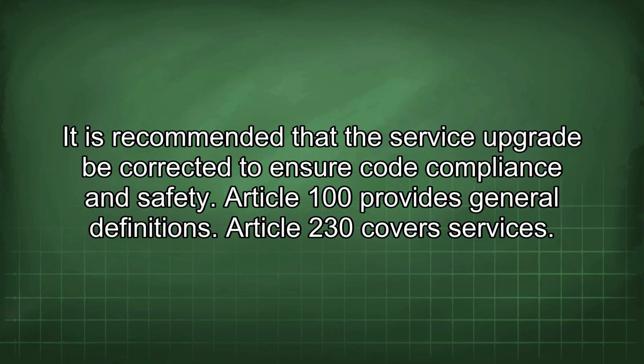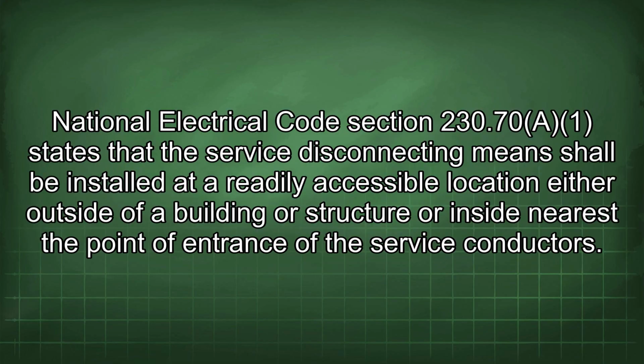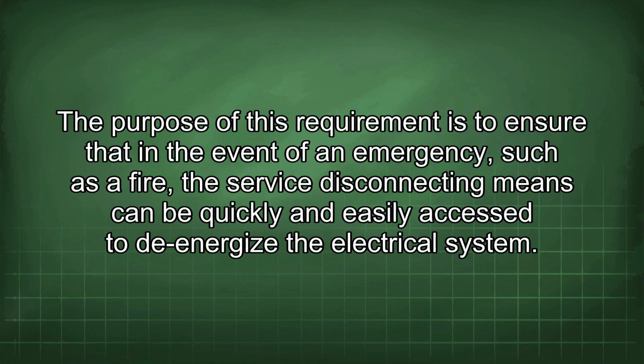Article 230 covers services. National Electrical Code Section 230.70 states that the service disconnecting means shall be installed at a readily accessible location either outside of a building or structure or inside nearest the point of entrance of the service conductors. The purpose of this requirement is to ensure that in the event of an emergency, such as a fire, the service disconnecting means can be quickly and easily accessed to de-energize the electrical system.